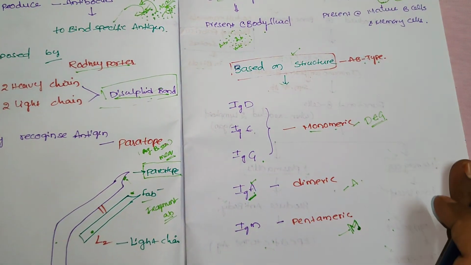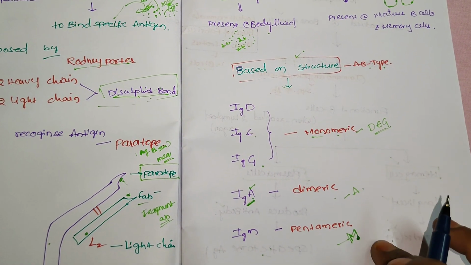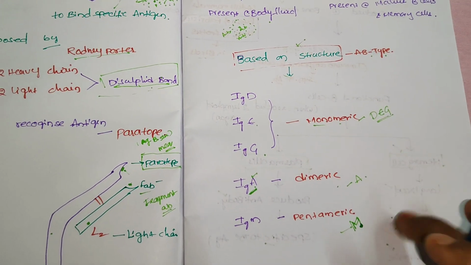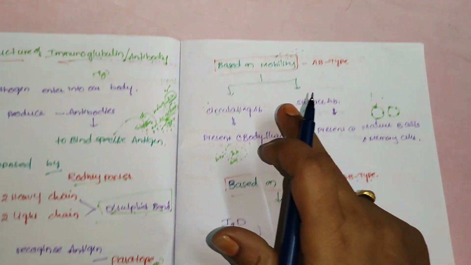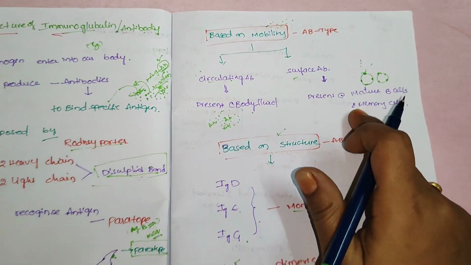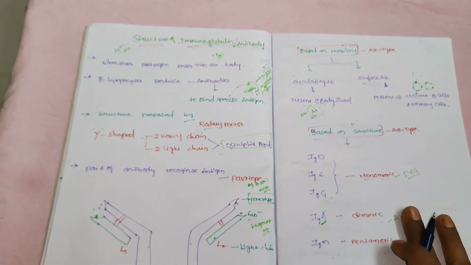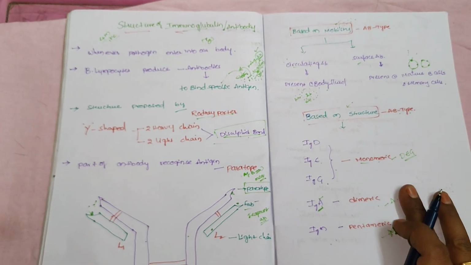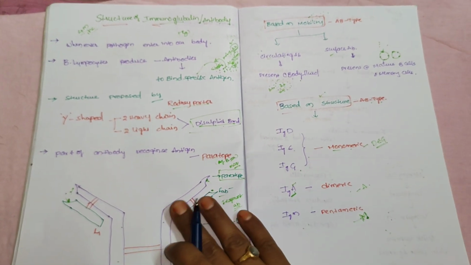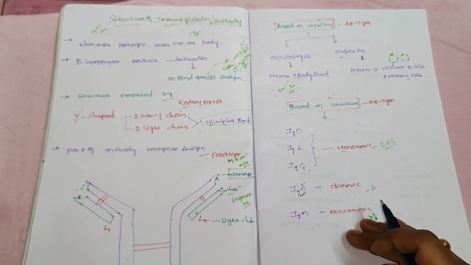These are the antibody structure types, based on structure and based on mobility. You have to remember the structure of antibody or immunoglobulin for the 4 marks question. These are for MCQs. Thank you.